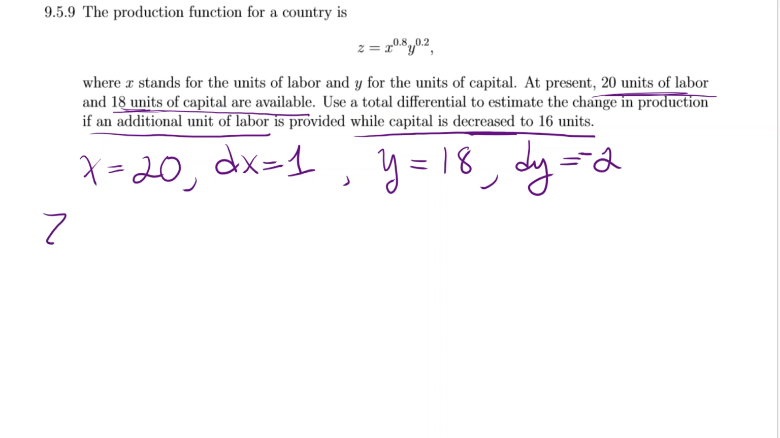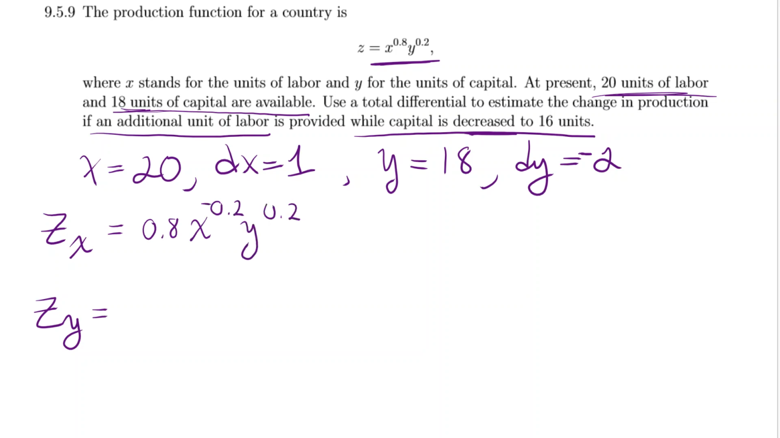So be careful there. So now I need my z derivative with respect to x, and then my z derivative with respect to y as well. Okay. So I'm going to derive with respect to x, leaving y alone and treating it as a constant. So I'm going to multiply by the exponent and then subtract 1 from it to get negative 0.2, and then y is to the 0.2 power. So I'm going to change this up and do it as 0.8 times y over x to the 0.2.